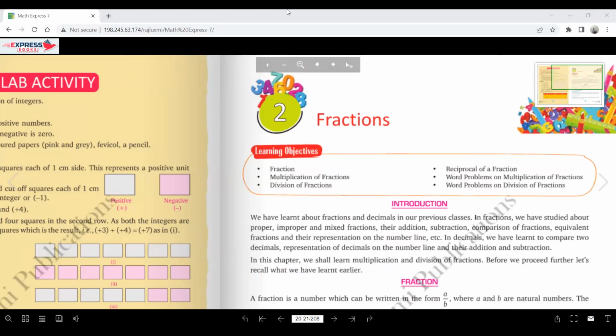Now, my dear students, today's topic is fraction. This is chapter number 2. Chapter 2 is fraction. Now, let's focus on what a fraction is and how we will deal with it.